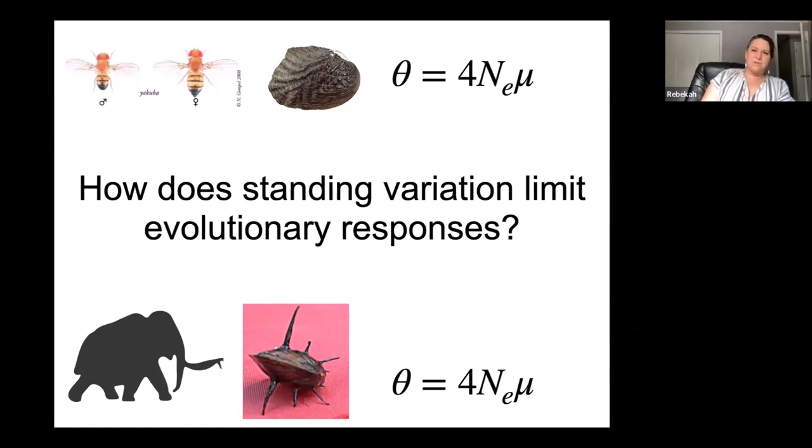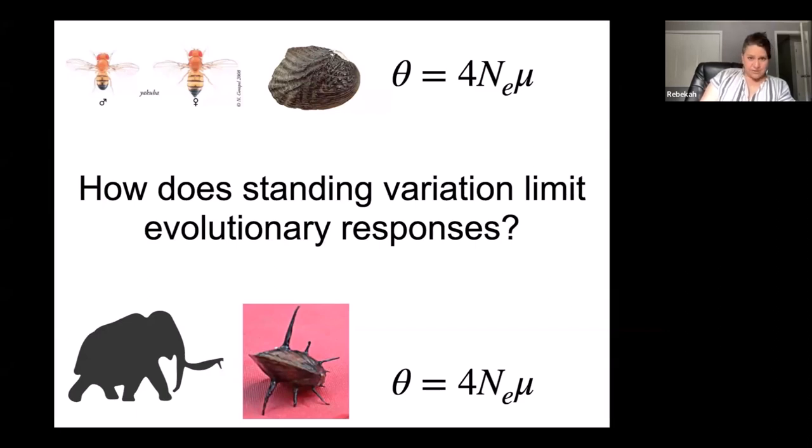And it's governed by this equation, theta is equal to 4 times Ne times mu, the mutation rate. So 4 times the effective population size times the mutation rate governs how much genetic diversity you should see in a population. And there's a whole field called coalescent theory that you can learn about if you want to, that describes how these mathematical models are developed.